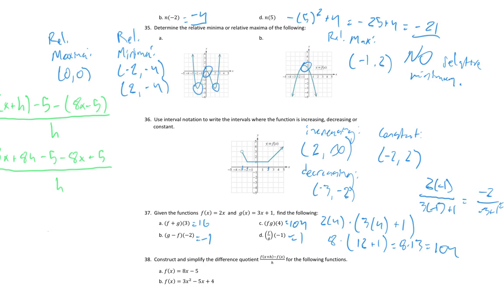Okay. Well, I noticed that these will go away. The 8x's will cancel with each other. Maybe I'll write in red so you can see. 8x's cancel with each other. We have minus 5 and plus 5. So then all we're left with is 8h over h. Well, those h's should cancel. We're just left with 8. Okay, cool.